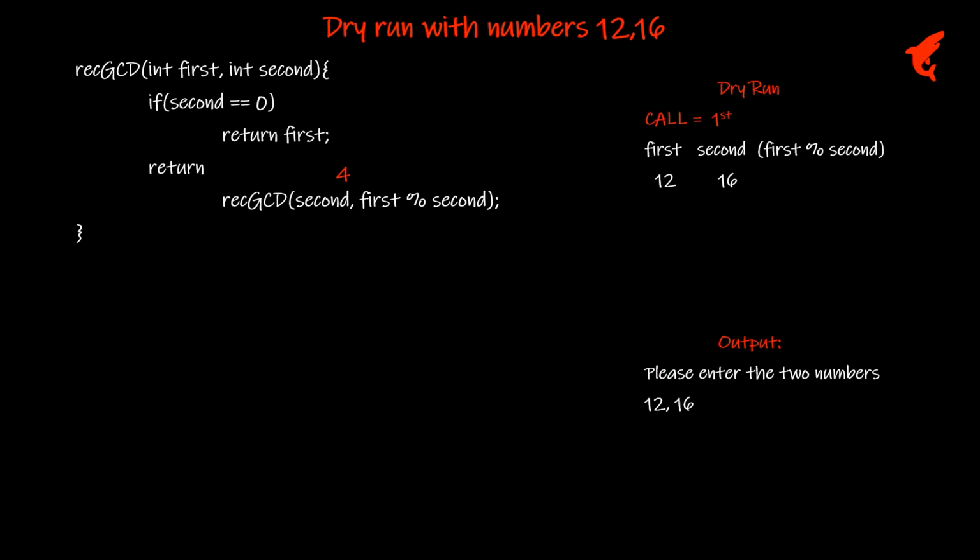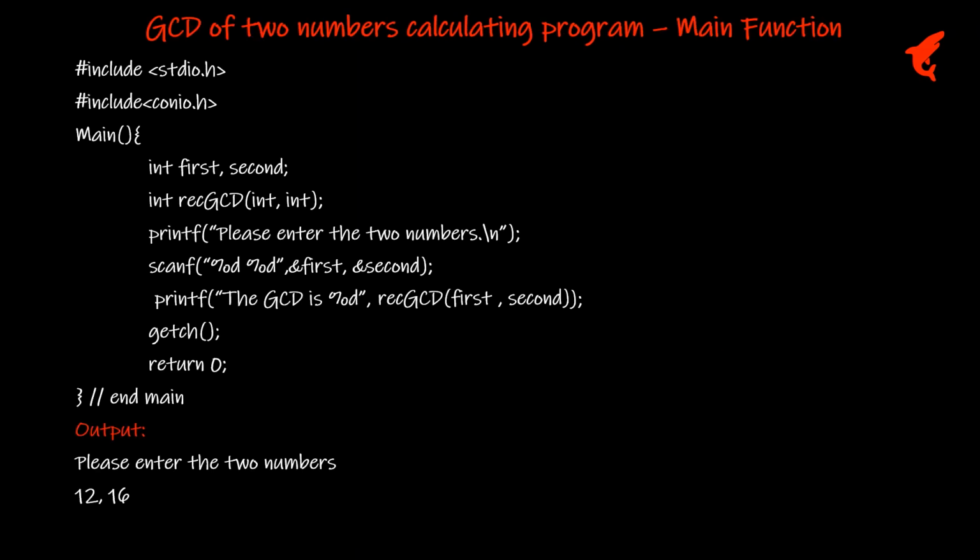So we go back to the main function. So we are back in the main function, and this is where the call was made to the recgcd the first time. So this is where the replacement will be made. Value 4 will be replaced here, and the print statement will be executed. The getch statement will be executed, return 0 will be executed, and the main function will end.